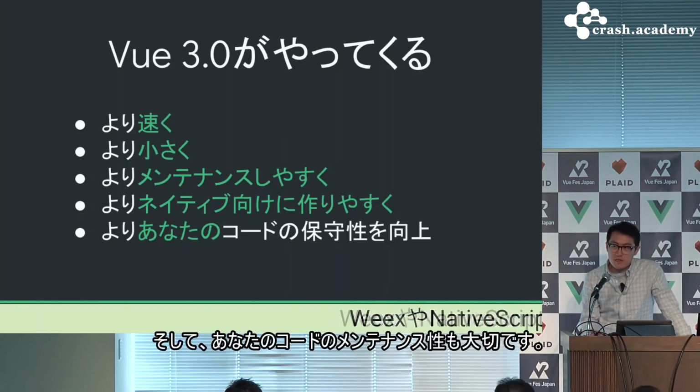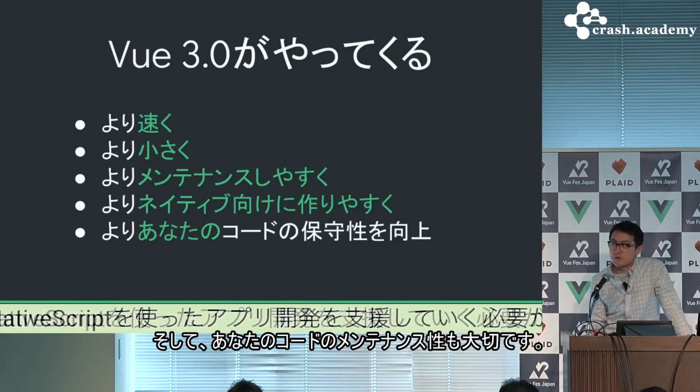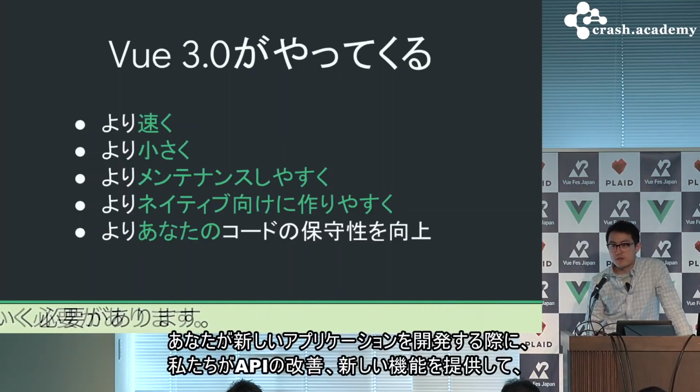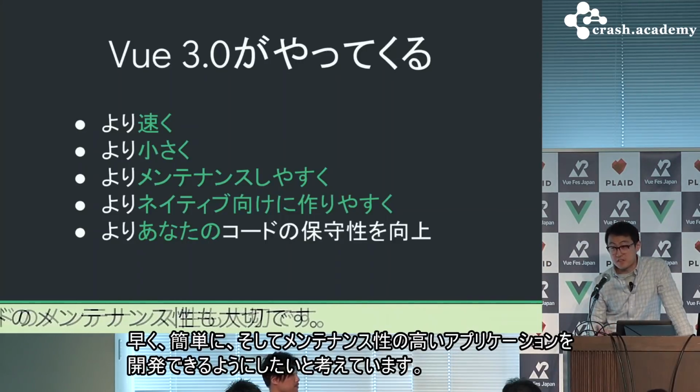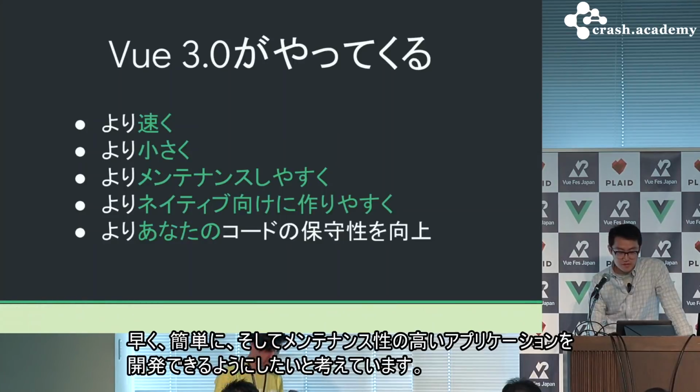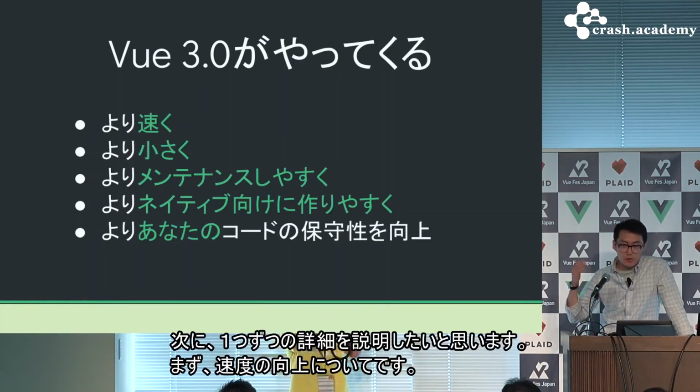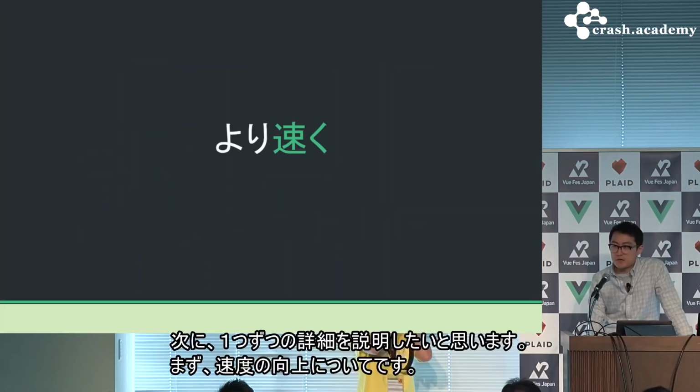There are a few things that we can do to make it even easier for people to build such tools. And then we want to make your code more maintainable. When you're building Vue applications, we want to provide you with API improvements and new features that enable you to build faster, easier, and more maintainable applications. Next I'm going to be going over these one by one in more detail. First, let's make it fast.